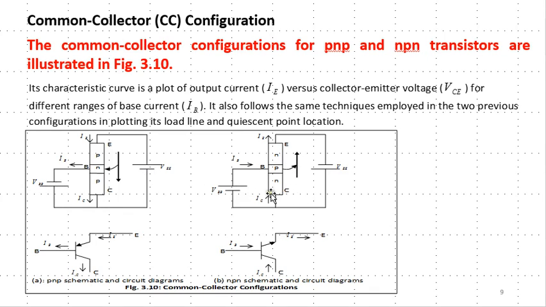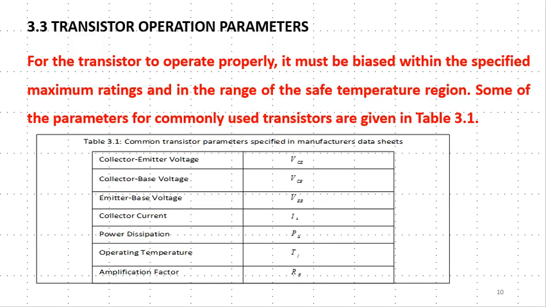And also, if we look at this one, this is for PNP and this is the version for NPN. Just understanding one is sufficient to understand the other. The only thing that differentiates them is that in each case, changing from PNP to NPN will reverse the polarity of the batteries. So if you understand this, the next thing is to look at the transistor operation parameters.